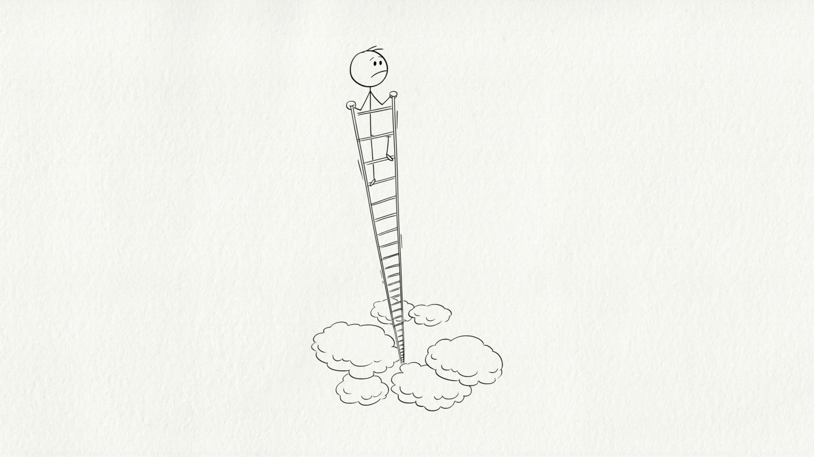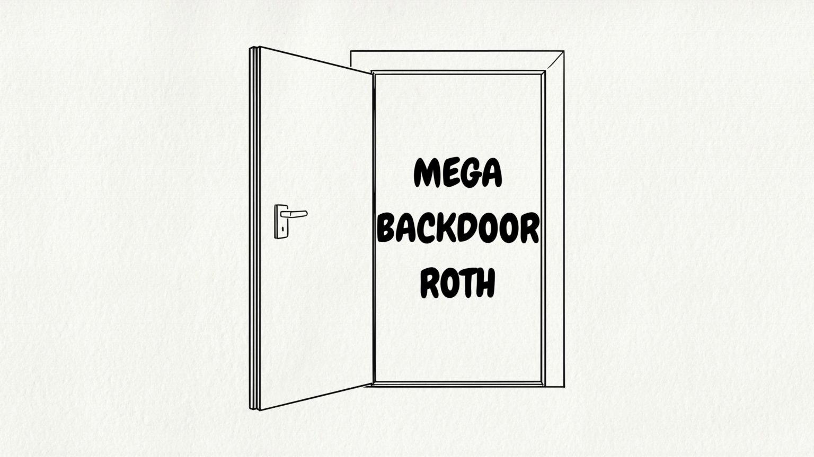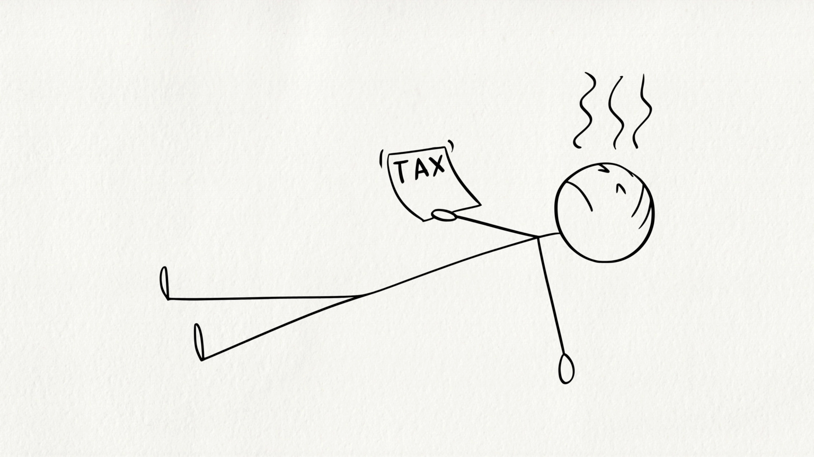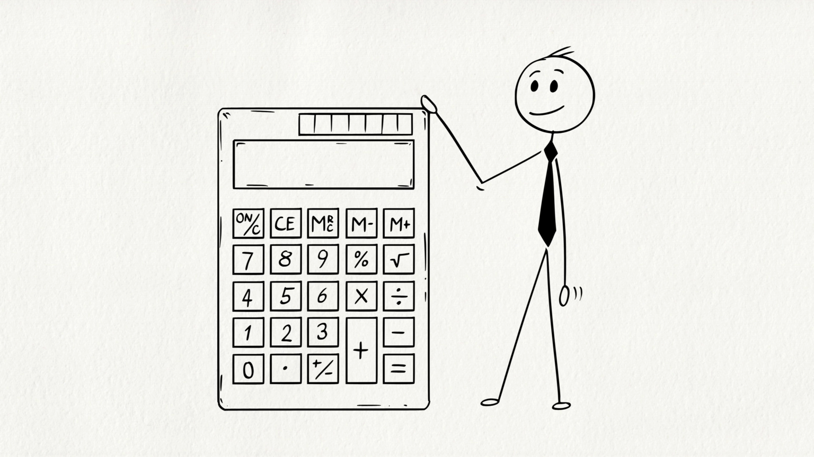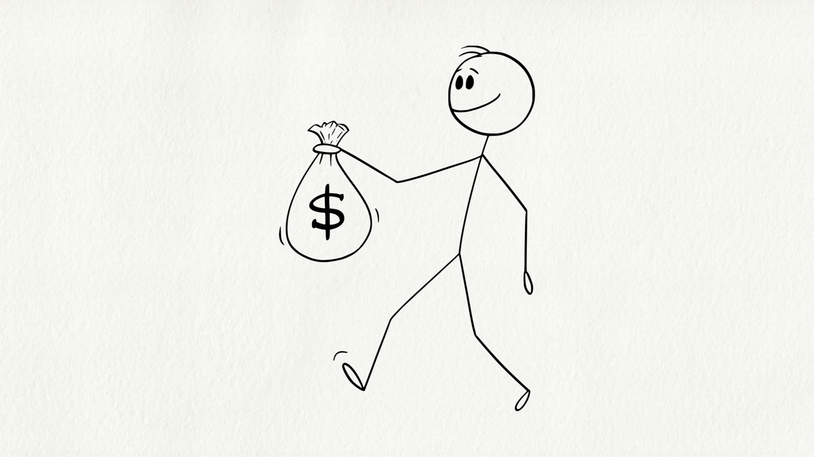There is a limit to how much you can contribute through a Mega Backdoor Roth. If you go over this limit, you'll have to pay penalties and taxes. So, it's important that you calculate the amount that you can put in correctly. There are 4 simple steps to determine how much you can contribute to a Mega Backdoor Roth.